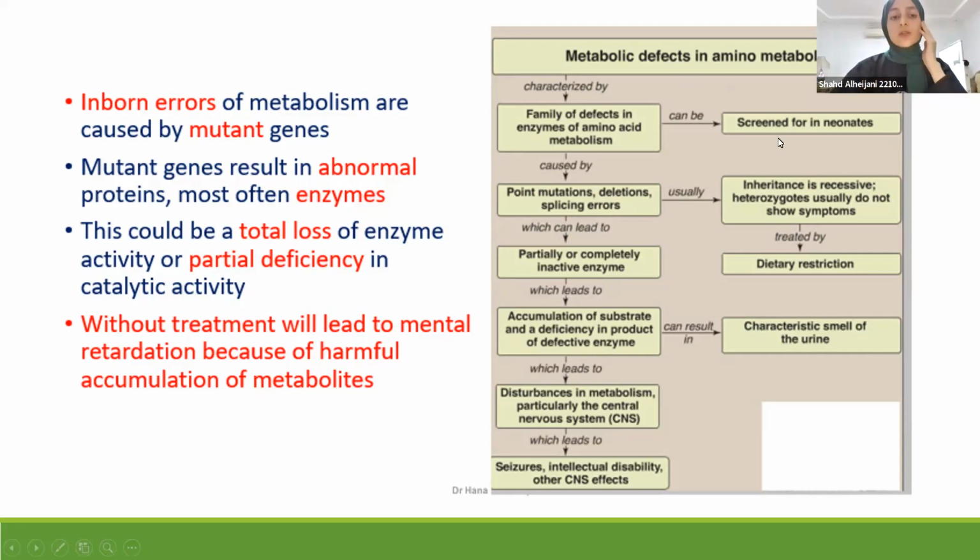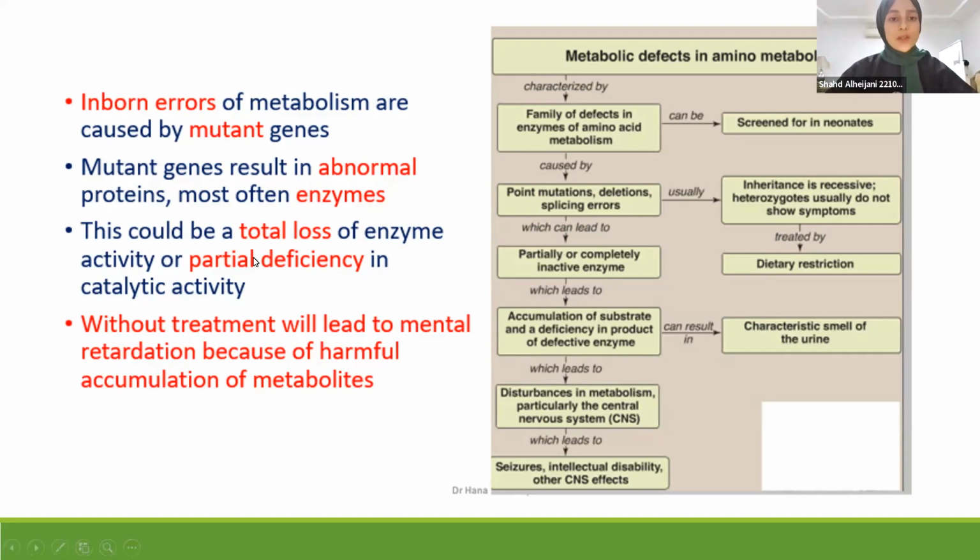So why do we screen? Why do we screen early for these diseases? This would help us interfere early and prevent the progression of the disease into worse outcomes. So, for example, in phenylketonuria, if we don't interfere early, the patients undergo, for example, mental retardation, and we don't want that. So if we screen early, we can interfere by dietary restriction, for example, as you can see here. So we could control their diet, decrease the phenylalanine in the case of phenylketonuria, for example, and this would prevent the progression.